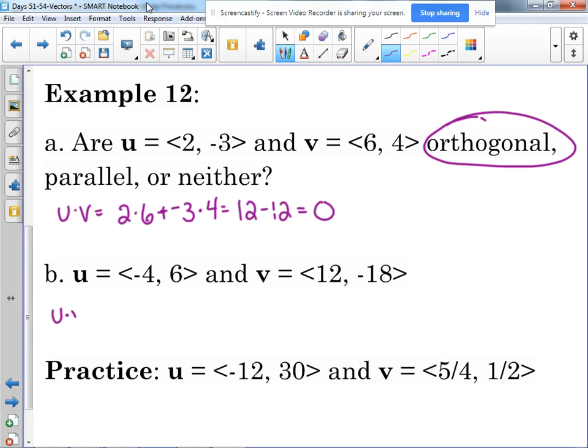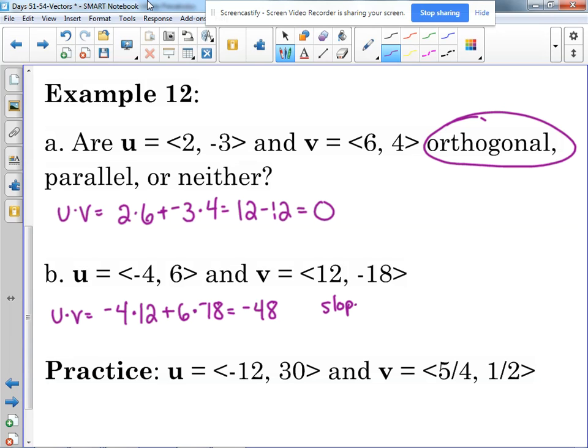All right, let's look at B. Let's find the dot product. Negative 4 times 12 plus 6 times negative 18. That's negative 48, and I don't know what 6 times 18 is without using my calculator, but I know it's not positive 48, right? So I know they're not orthogonal. So the next question is, are they parallel?